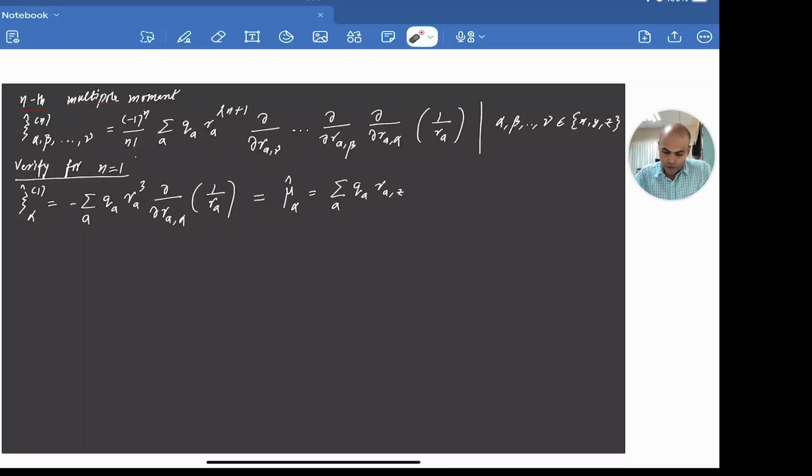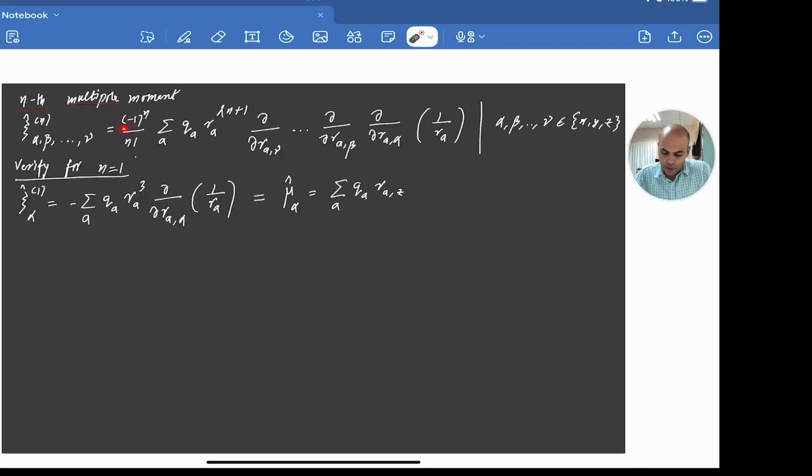Here we have the expression for the nth multipole moment, which is given by the symbol xi. It has superscript n standing for nth moment, and there are n subscripts alpha, beta, all the way until nu. These are the components which take the values x, y, or z.